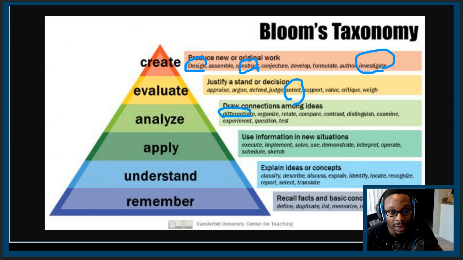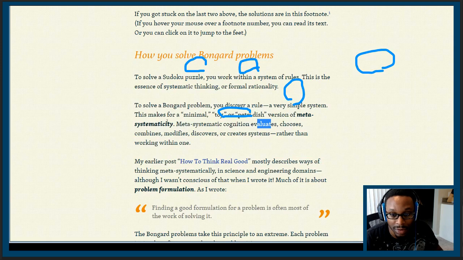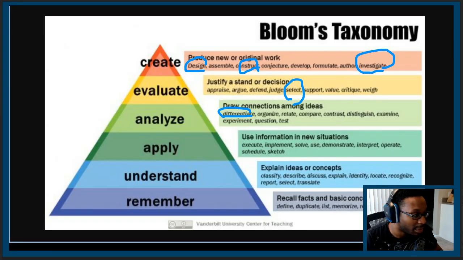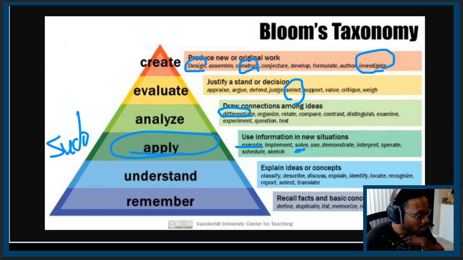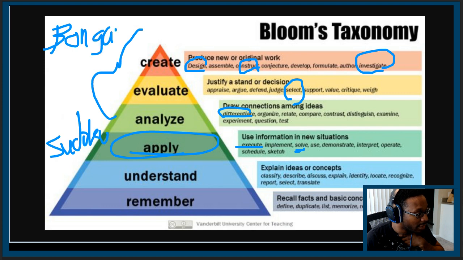Well, in general, it seems like how he described Sudoku, which is you work within system rules, the essence of systematic thinking, you're doing a lot of what he might consider to be applying, right? Right here, applying, executing on the strategies, solving. The word solve comes up in puzzles a lot. So it looks like if this is Sudoku, this upper tier of Bloom's is Bongard. If I can write with my mouse.